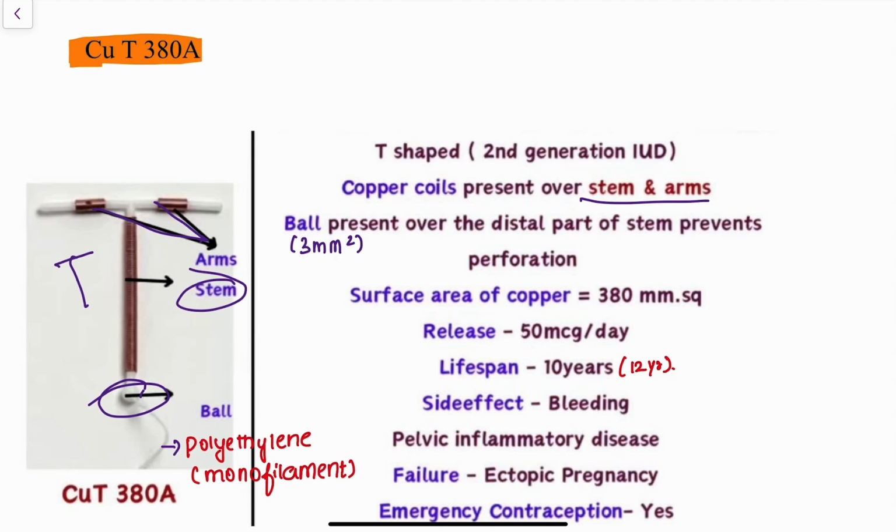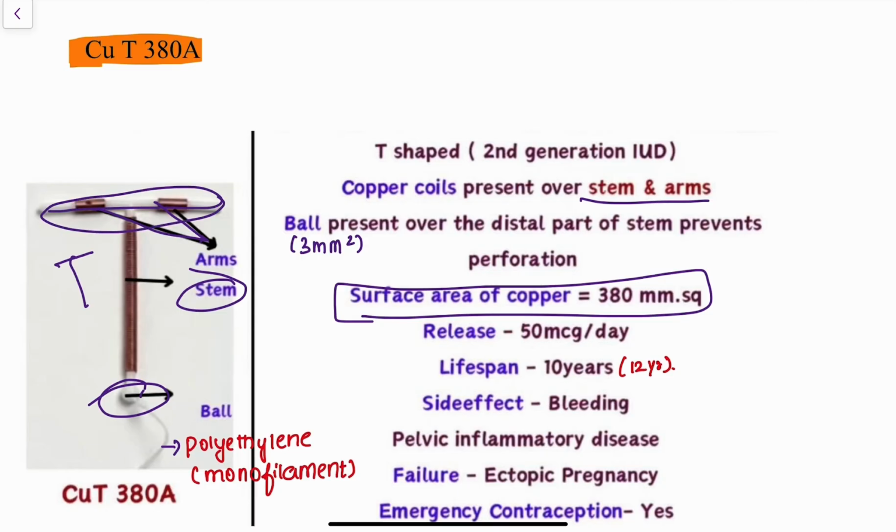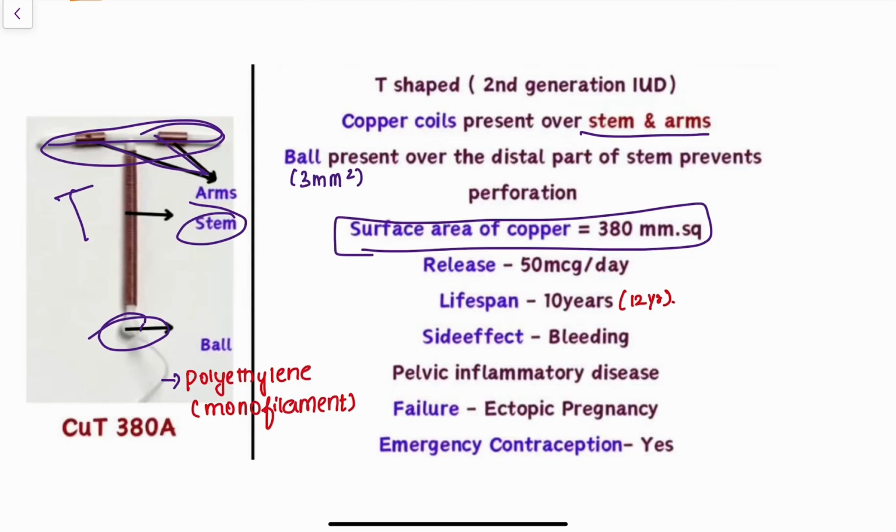Now you may have a doubt about why it is called copper T380A. It is called copper T because it is a copper containing intrauterine device and it is T-shaped. 380A means 380 is the surface area of copper present in this entire copper T, and A stands for the arms, the horizontal arms, as you can see here. So copper T380A is defined as such, right? The total surface area of copper is around 380 mm square.